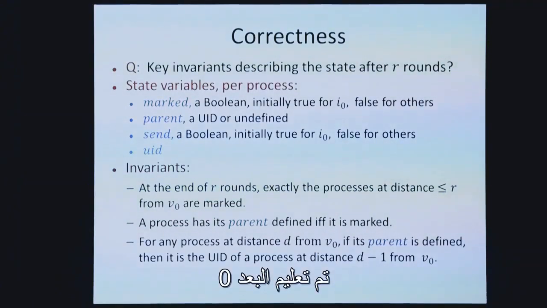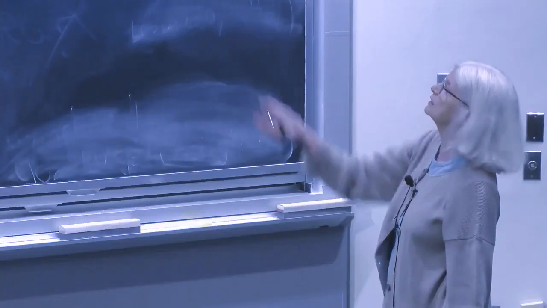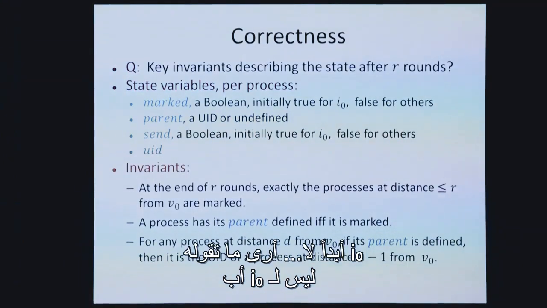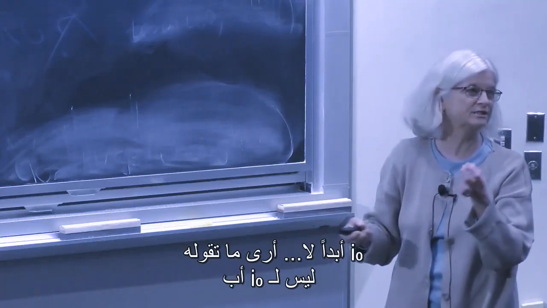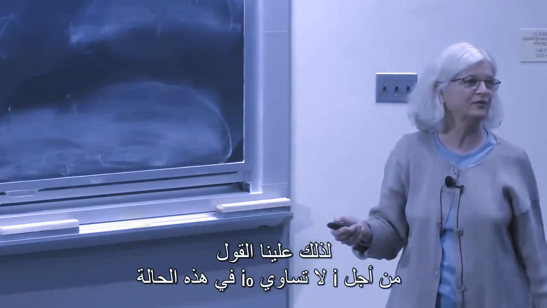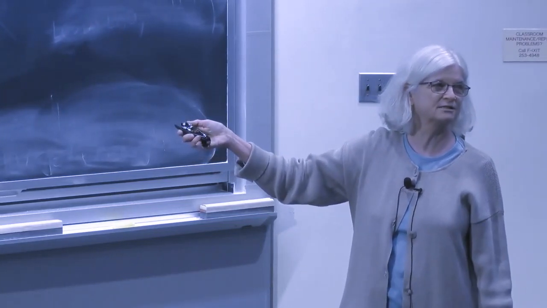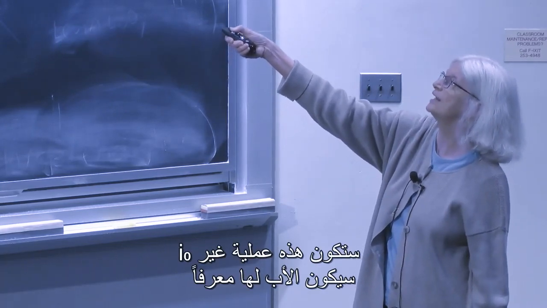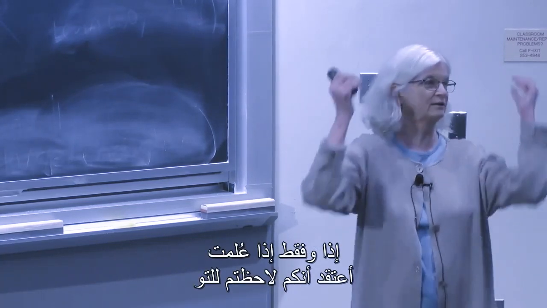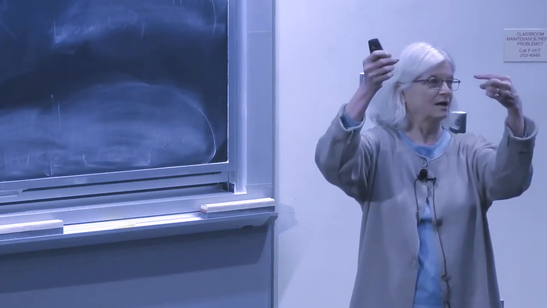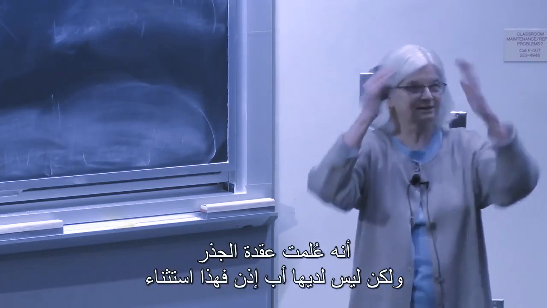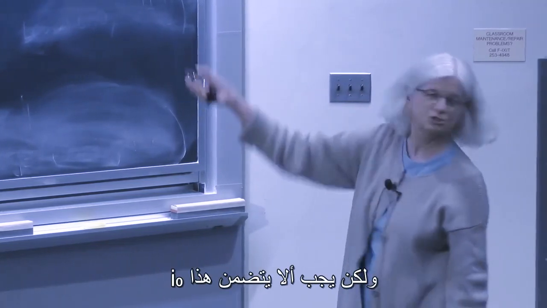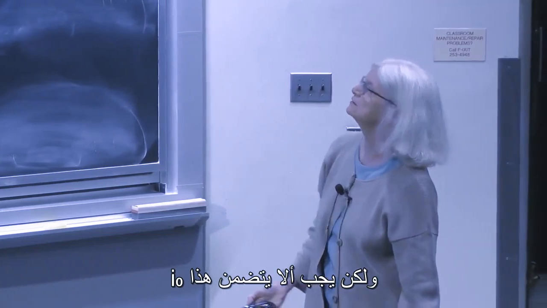Distance 0 is marked, okay. I0 doesn't ever... oh, I see what you're saying, yeah. Right, I0 doesn't have a parent, so I guess we should say for I not equal to I0 in this case. So this would be a process other than I0, and it would have its parent defined if and only if it's marked. Well, as I think you just noticed, the root node is marked, but it doesn't have a parent. So it's an exception. But this should not involve I0.